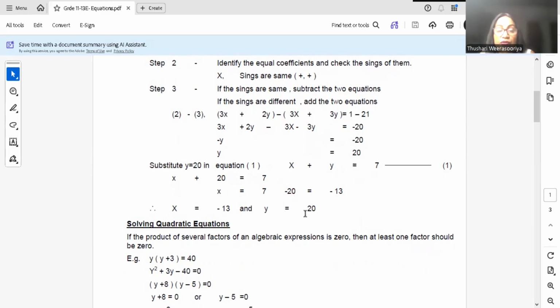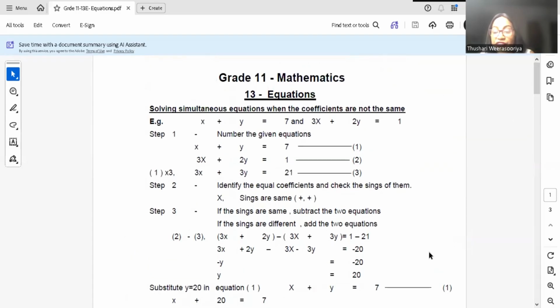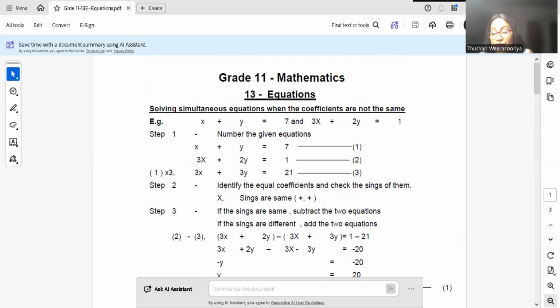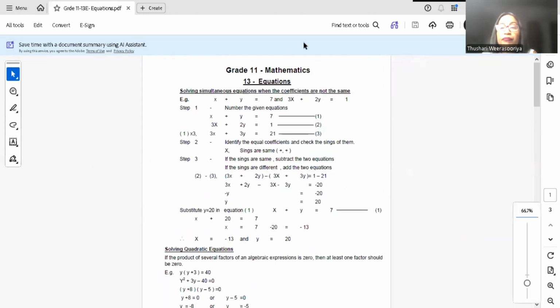Now, actually, I want to explain not this type of simultaneous equation. I want to explain the grade 11 simultaneous equation, right? In grade 11, you get the coefficients as fractions. I'll explain one example. Here, all the coefficients are whole numbers.